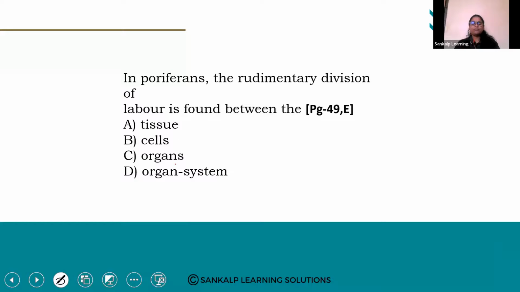Next question. In poriferans, the rudimentary division of labor is found between tissue, cells, organs, organ system. The right answer is option B, cells. As we know that poriferans are at the cellular level of organization, only cells are present in it. So the division of labor occurs between the cells only.